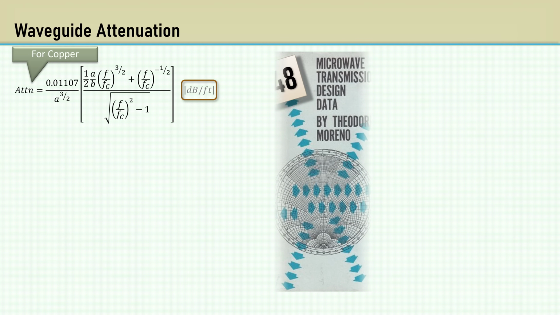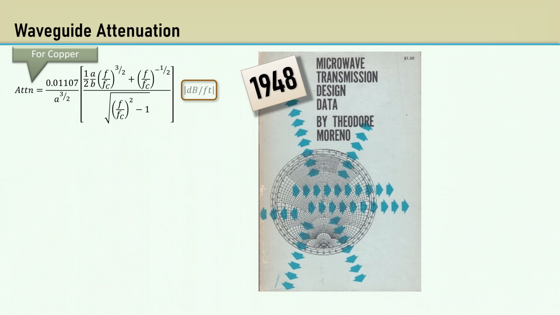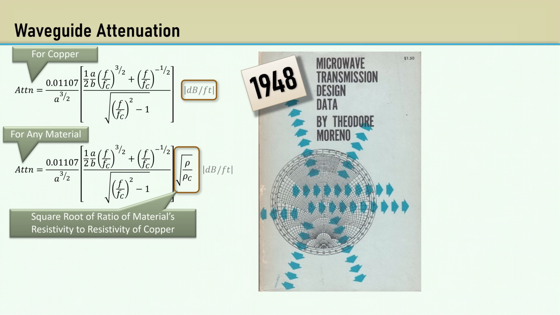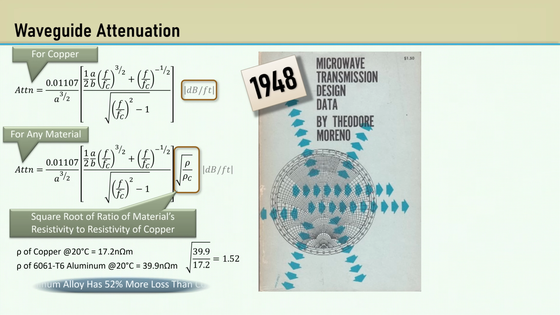I got this equation from this 1948 book. I would venture to say measurements were taken, and this is a curve-fit solution for the measurements. For other materials, simply multiply this loss by the square root of the ratio of the material's resistivity relative to the resistivity of copper. The resistivity of copper at 20 degrees C is 17.2 nano-ohm meters. The resistivity of 6061 T6 aluminum at 20 degrees C is 39.9 nano-ohm meters. Therefore, aluminum has 52% more loss than copper.